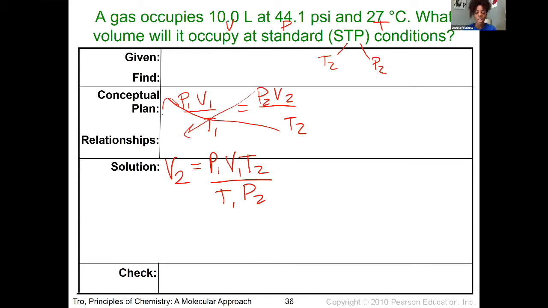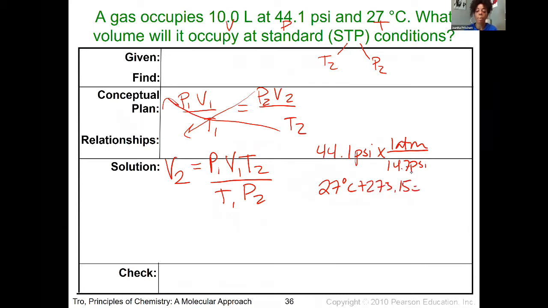Now, before we plug in, we got to make sure that we are in the appropriate units. Remember, they have to match on both sides. And so I need to convert my temperature and my pressure to the proper units. So I'm going to first take my 44.1 PSI and convert to atmospheres, to 1 atmosphere. And then also we are going to convert our temperature to Kelvin, so 27 degrees Celsius plus 273.15, and we'll plug in both of those calculations.